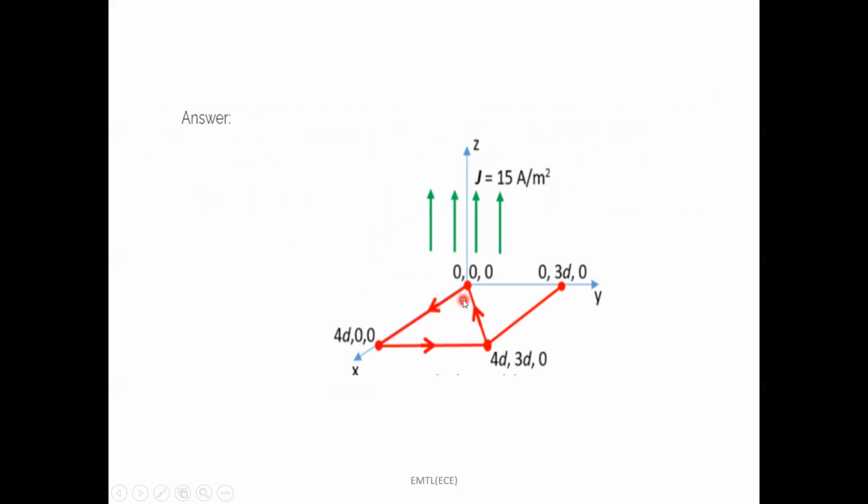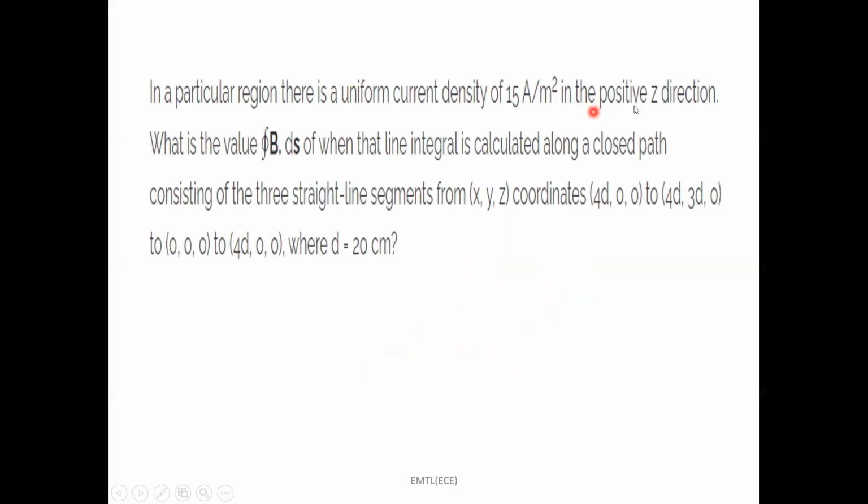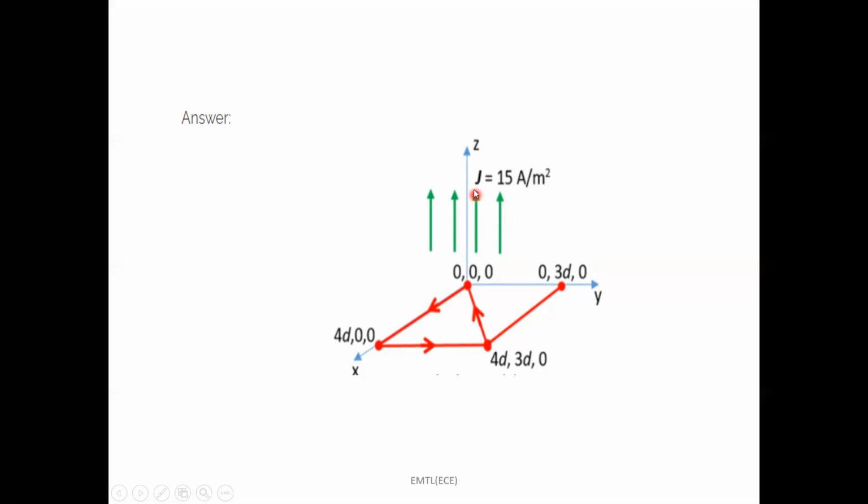Here these are the three coordinates x, y, and z. This is the origin point, and this indicates the direction of current density. That is, the current density is along the z direction, given in the problem as the positive z direction. So J is equal to 15 ampere per meter square, along the z axis.